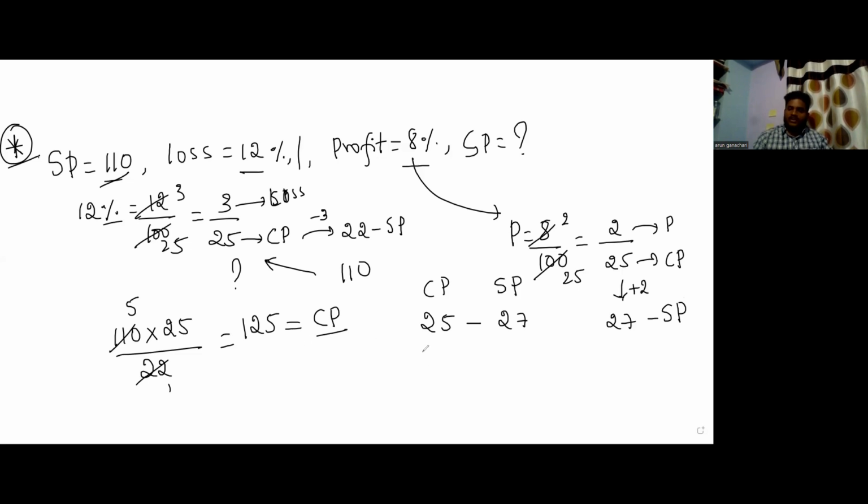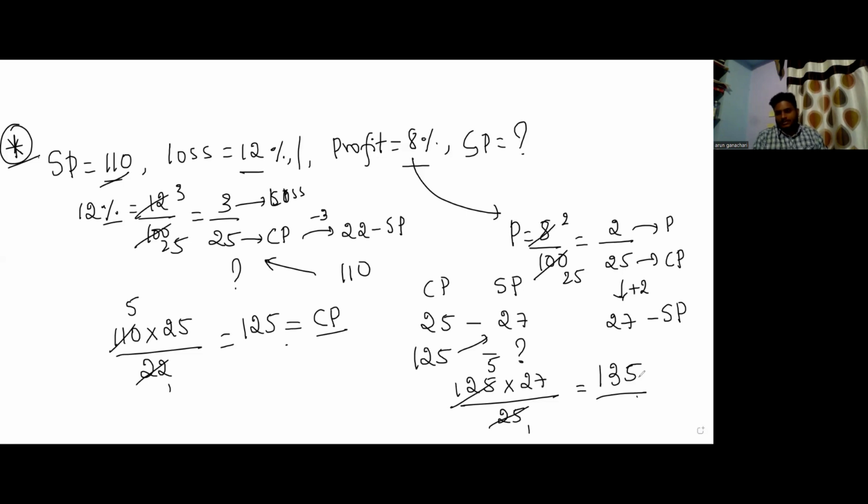When 125 is the cost price, what would be your selling price? Cross multiply and get the answer. 125 into 27 divided by 25. 25 ones are 25, 5s are 27, 5s are 135. Understanding what we did here? So your final answer is, instead of selling it at 110, if we had sold it at 135, then you would have made a profit of 8%.